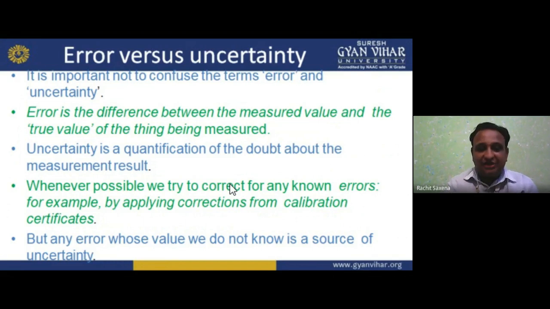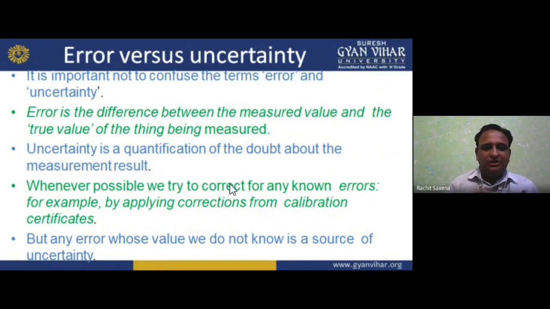So error is the difference between the measured value and the true value of the thing being measured. Then the uncertainty is a quantification of the doubt. Uncertainty is a quantification of the doubt about the measurement result.